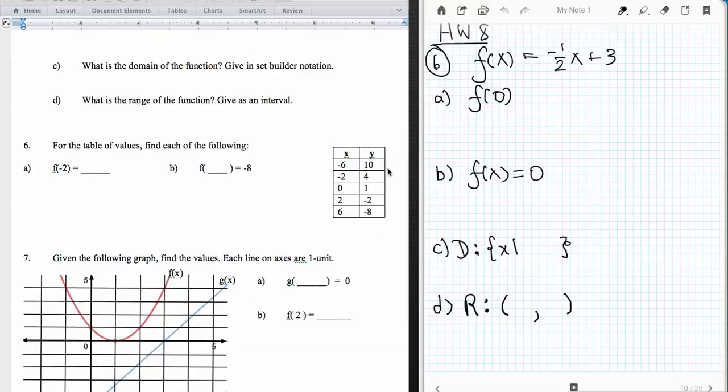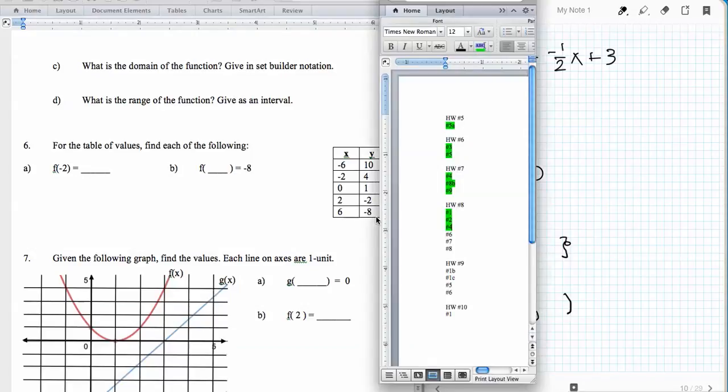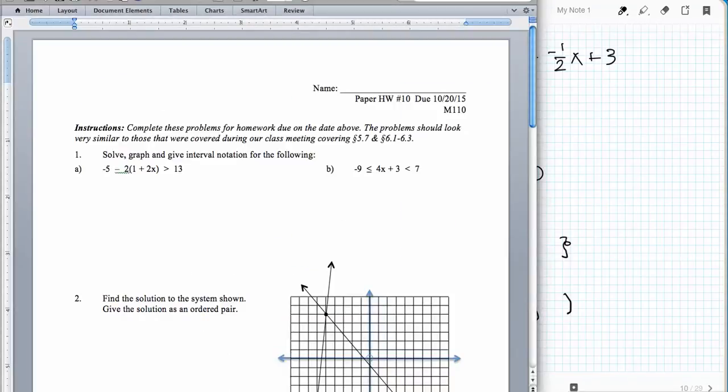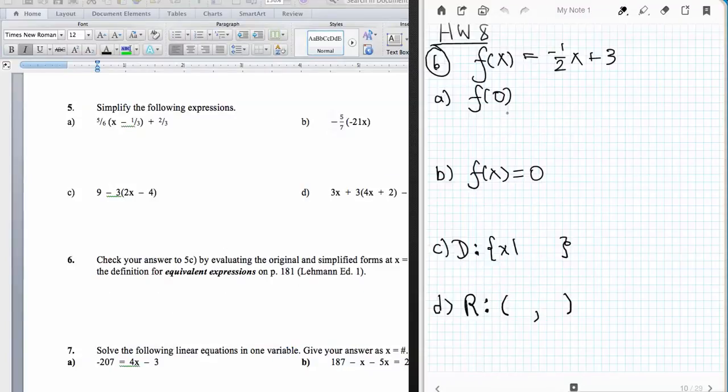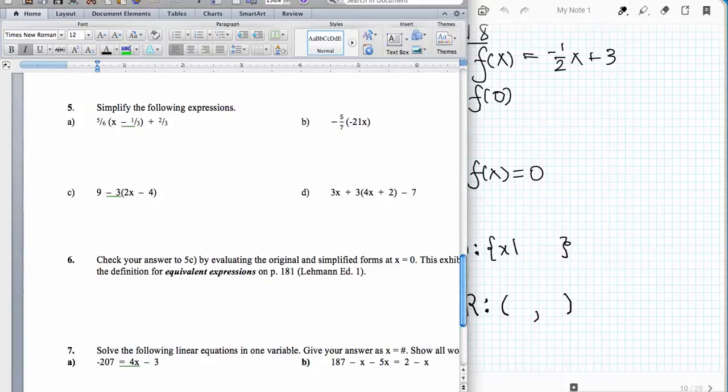Let me make sure that I have not started on the wrong problem. Yes, 6 is where we want to start. So let me get back to that. So function notation, we're going to find the function value of this function, negative 1/2 x plus 3. And we want to do that for f of 0.